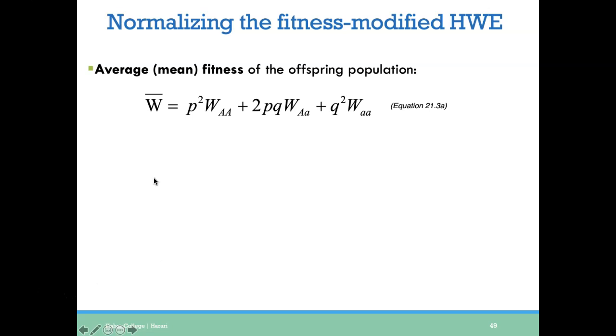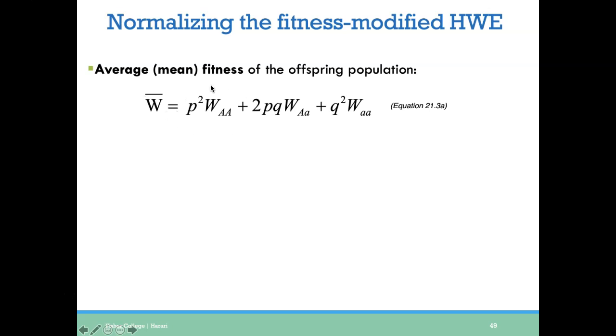So we have to come up with a value for the average fitness of the offspring population. After reproduction of one generation, what is the average fitness? We would have to take p squared and 2pq and q squared and multiply them by each of their relative fitness values. This is called the normalized mean fitness, the average fitness. This is W with a line over it. Anything with a line over it is the average of.